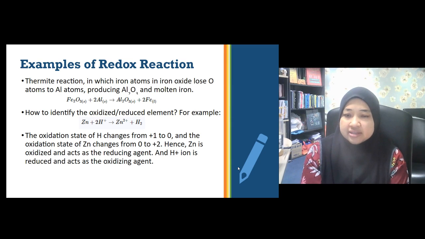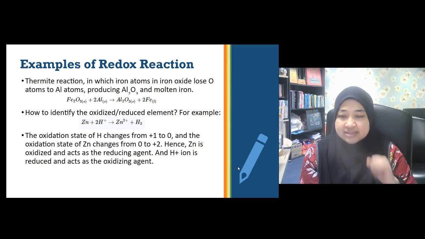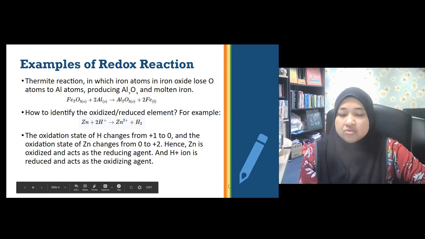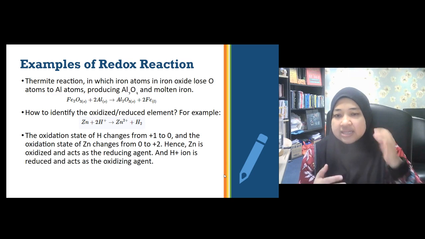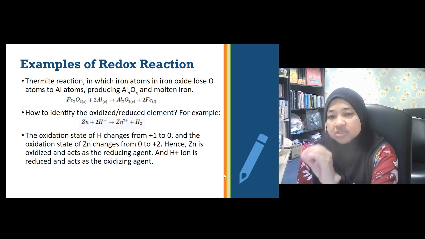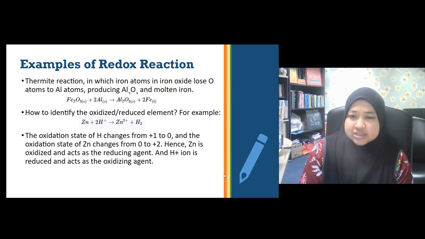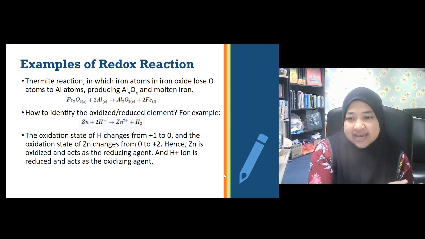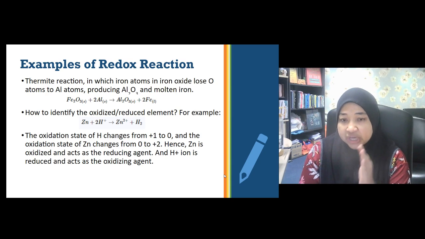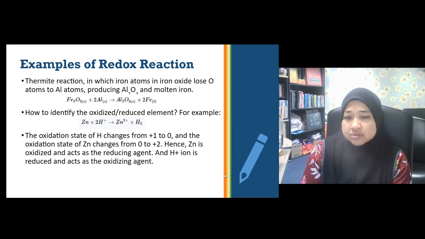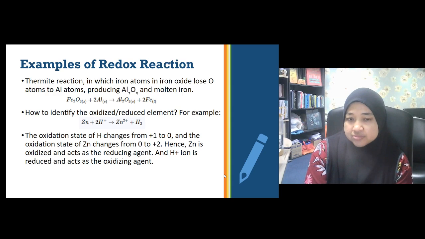And how do we identify the oxidized and reduced element? Look at this example here. Zinc reacts with hydrogen ion, so zinc gives electrons to hydrogen. Zinc has two positive charges now, and hydrogen becomes gas. What this means is the oxidation state of hydrogen changes from 1 to 0, and the oxidation state of zinc changes from 0 to 2. That means zinc is oxidized.